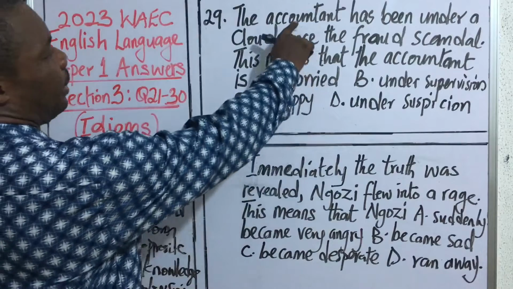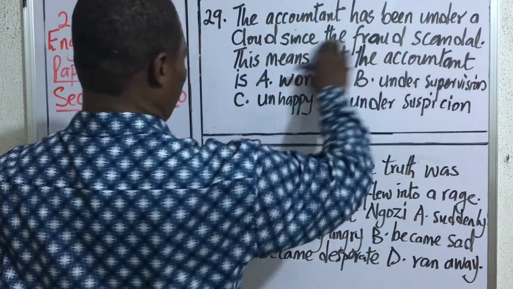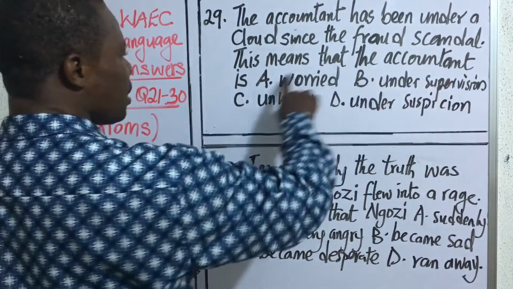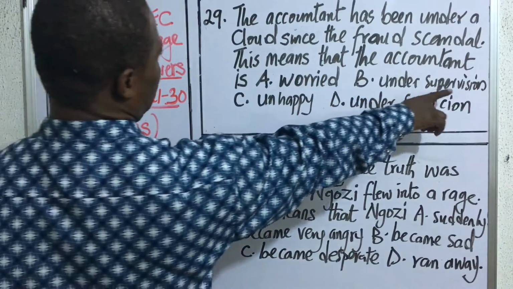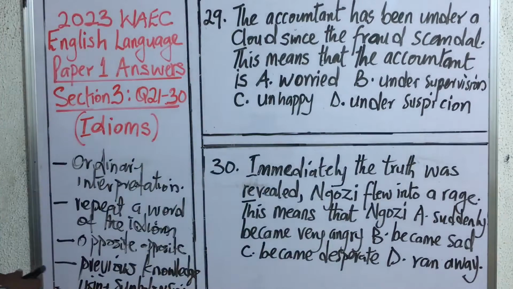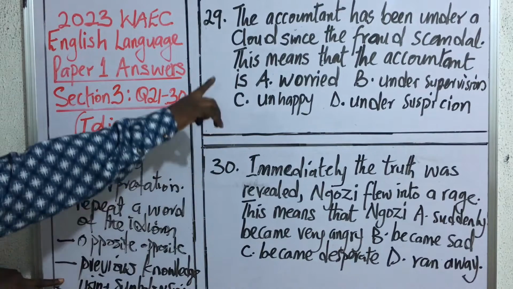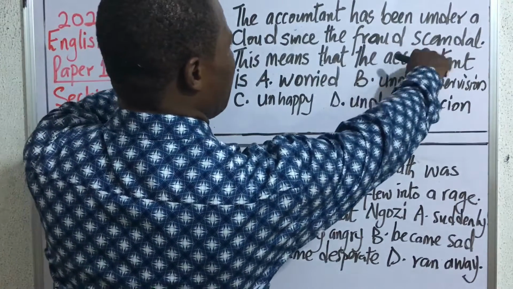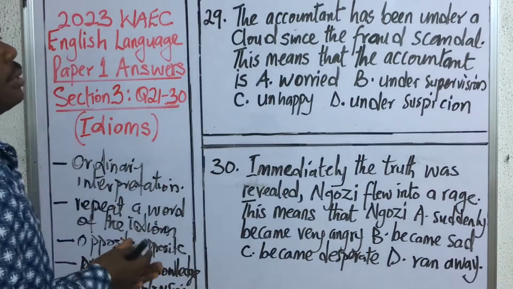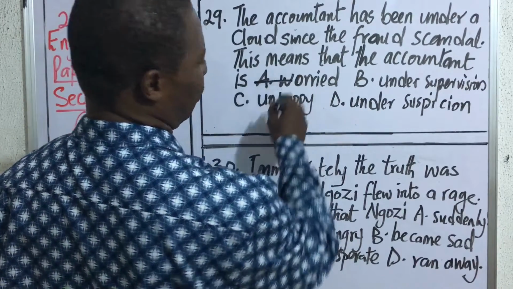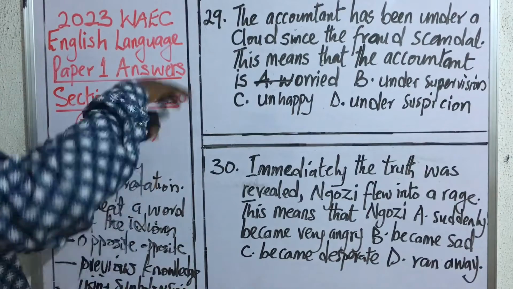Question 29. The accountant has been under a cloud since the fraud scandal. This means that the accountant is A, worried, B, under supervision, C, unhappy, D, under suspicion. So if you look at our items here, you can always use the last one for this type of question, that is symbols and signs. So if someone is under a cloud, after a fraud scandal, then is it going to be worried? No, if someone is under a cloud, it doesn't mean that the person is worried. Clouds could usually cover up something.